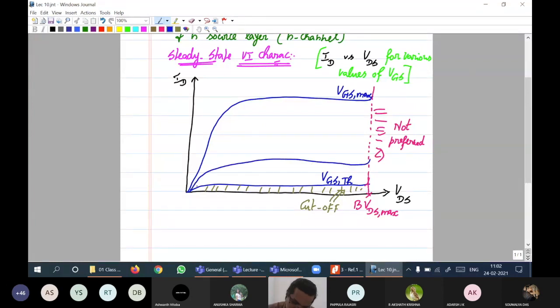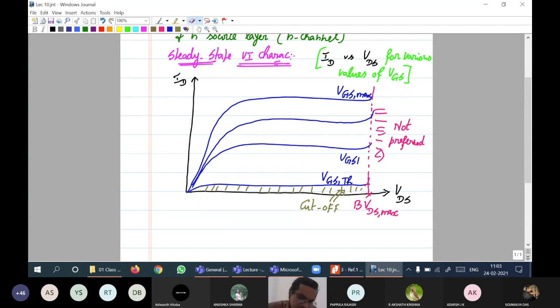So the family of curves, they are going to look like this. VGS1, VGS2, VGS3, etc. So on and so forth. I'm not drawing many. There can be infinite number of curves. I'm not drawing them all. Or I'll try to anyway. So it must be a flat curve, something like this.